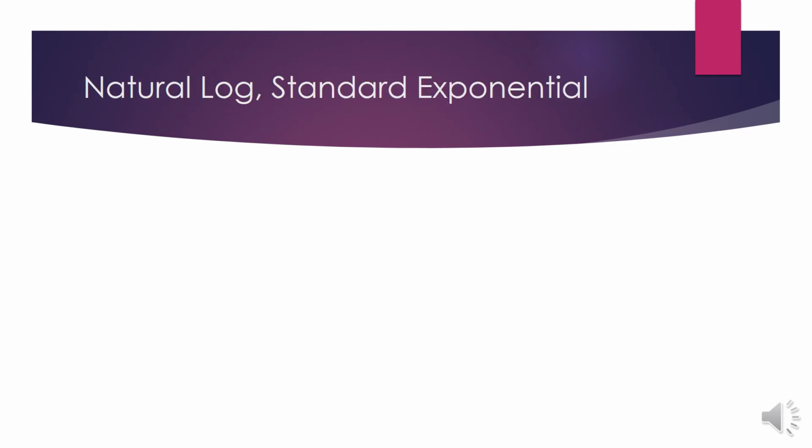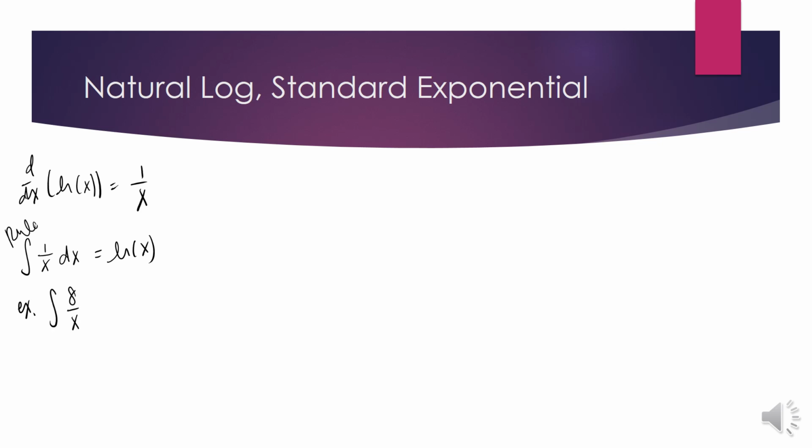And then lastly, we're going to talk about natural log and standard exponentials. So for natural log, I know that the derivative of natural log is 1 over x. What that means for me in terms of antiderivatives is that the antiderivative of 1 over x is natural log. So there's another rule. So for example, what's the antiderivative of 8 over x? So the 8, just a constant, that's going to stay. And then the antiderivative of 1 over x is natural log.